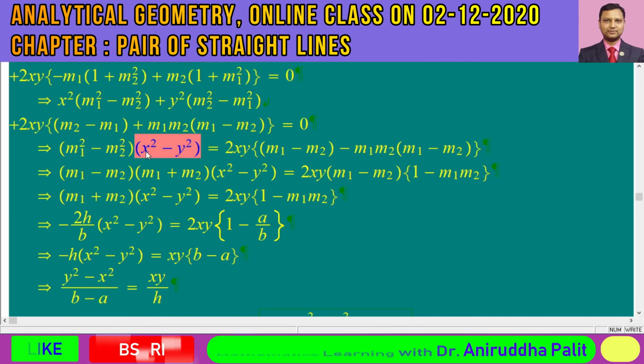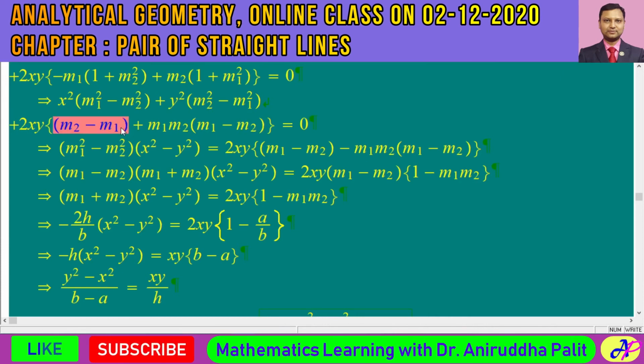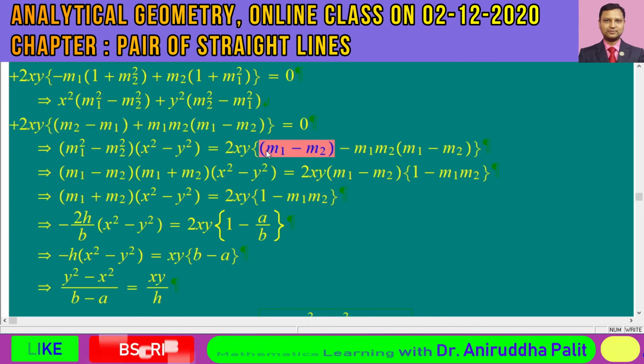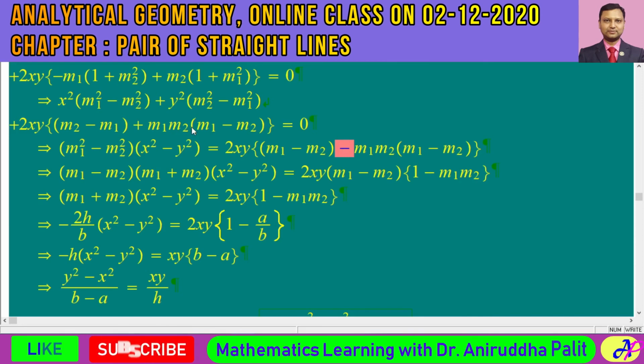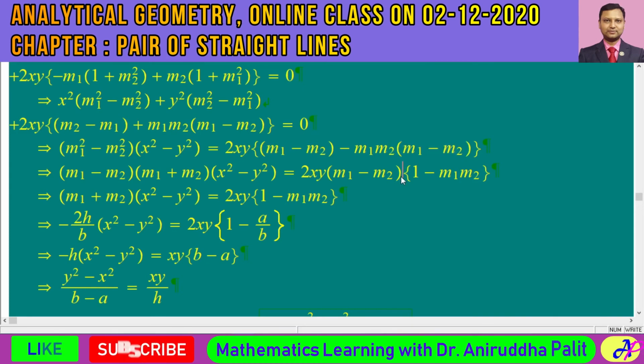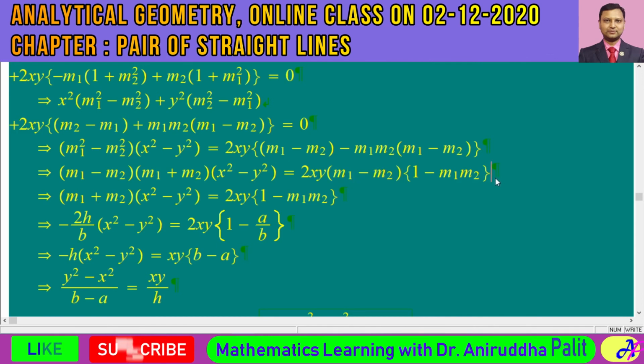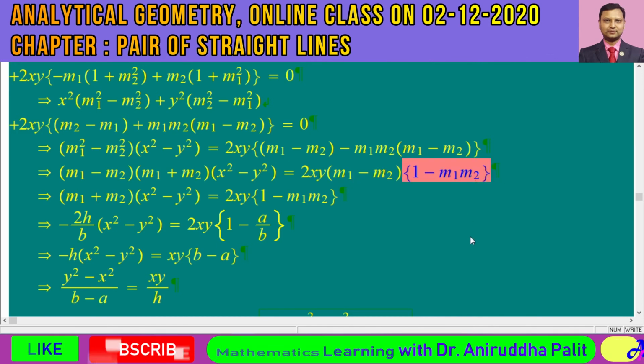So we shall have x square minus y square within bracket, and this entire expression is taken on the right hand side. Therefore this m2 square minus m1 square would be m1 square minus m2 square, and this positive sign becomes a negative sign. We are keeping m1 minus m2 in a similar fashion, so that in the next term we can again take this m1 minus m2 common, and within bracket we shall have 1 minus m1 m2.